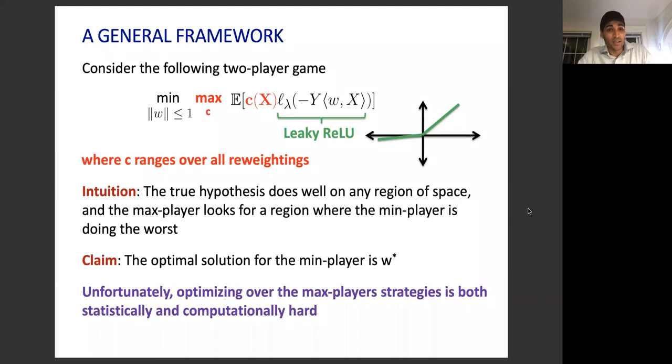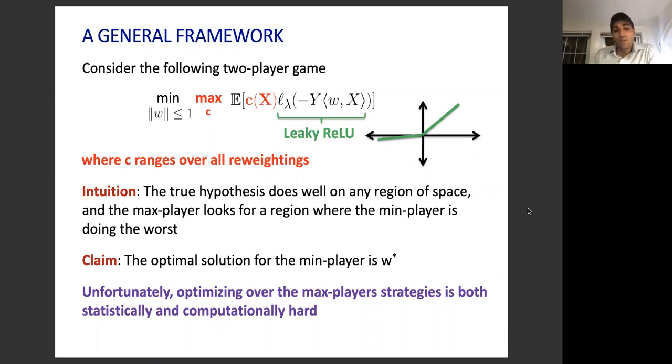Now, unfortunately, this zero-sum game is just completely intractable from every way that you look at it. It's a zero-sum game, that's good. But how big are the strategy spaces? The min player is optimizing over the unit ball. That's pretty big. There are a lot of choices there. The max player is optimizing over all reweightings of the distribution.